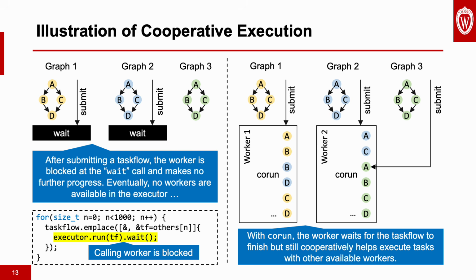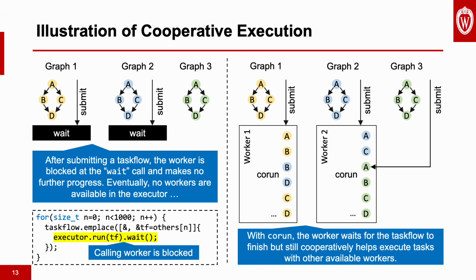To get a clear picture of cooperative execution, let's visualize the previous example. Here, the left visualizes the non-cooperative execution and the right visualizes the cooperative execution. Without cooperative execution, after you submit a task flow from a worker, that worker is blocked at the wait call and makes no further progress. Eventually, no workers are available in the executor. On the other hand, with co-run or cooperative execution, the worker waits for the task flow to finish, but still cooperatively helps execute tasks with other workers.